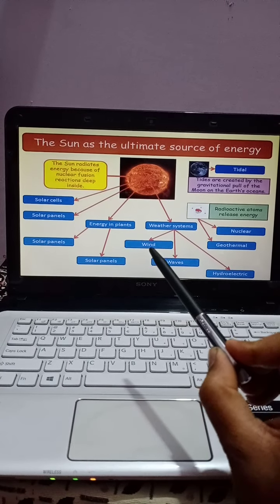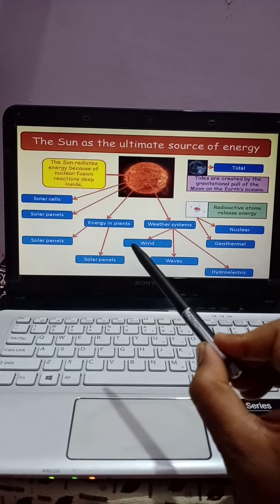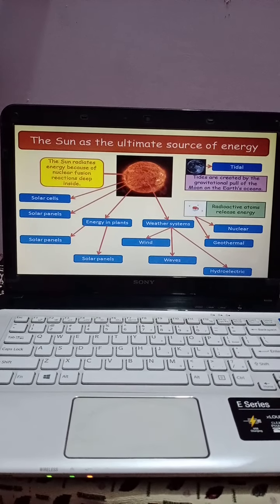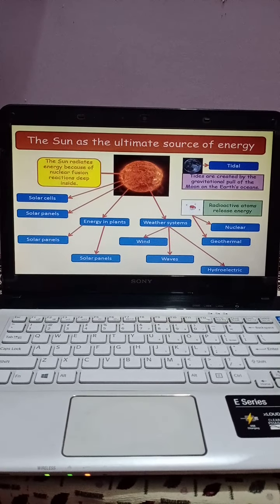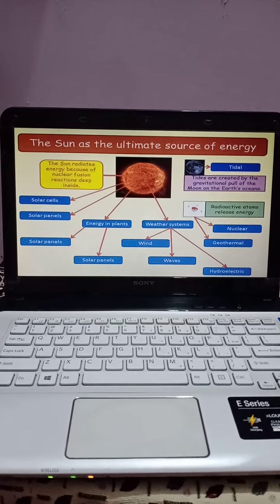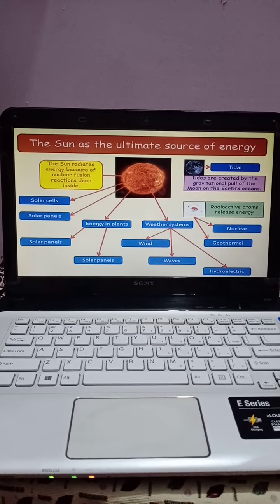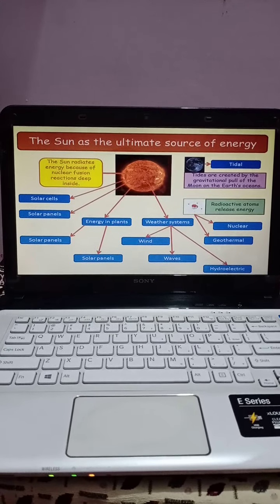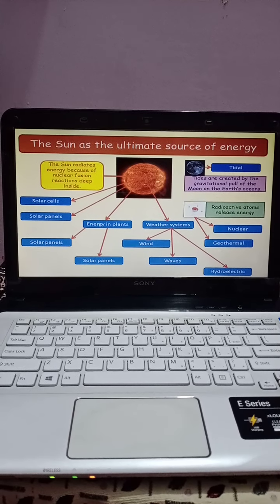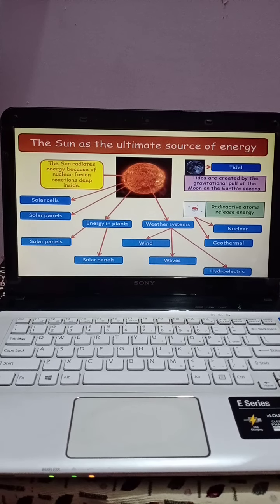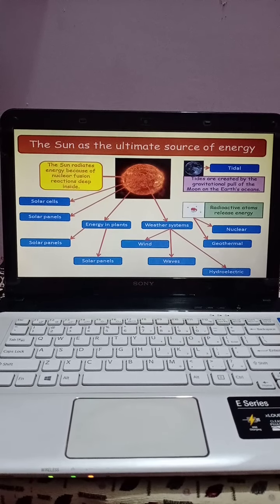Another example is the wind. We know that with the help of a windmill we produce electricity. So these are the different examples which give us information that at last the sun is the ultimate source of every form of energy which we are using today.